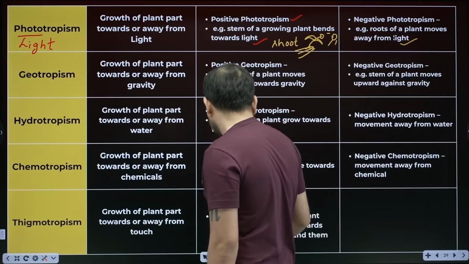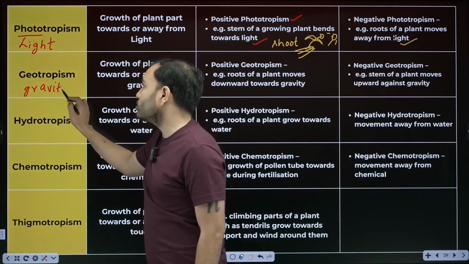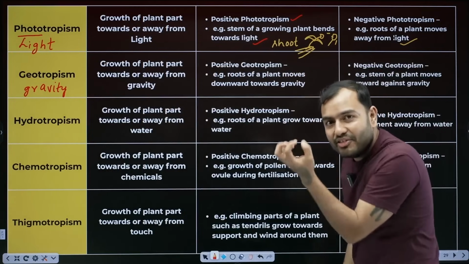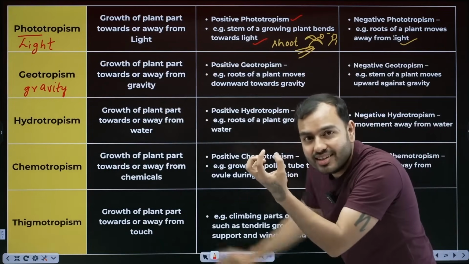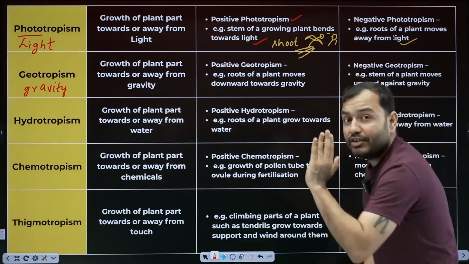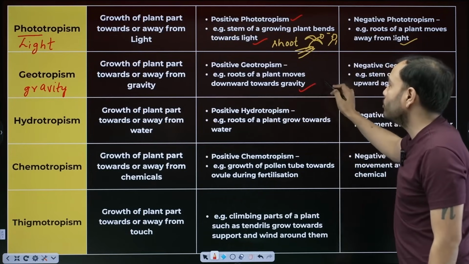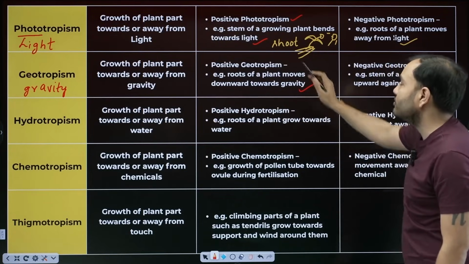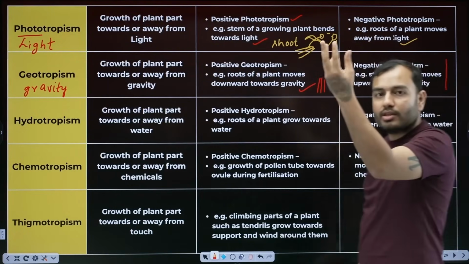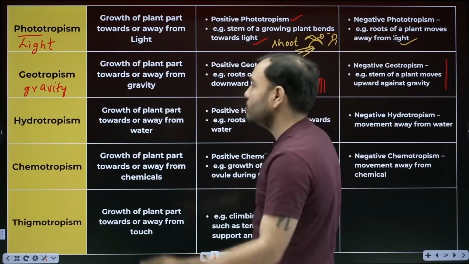Geotropism. Hearing geo should bring gravity to mind. Geotropism means growth of plants towards or against gravity. Now look here. Where did the roots go? Towards gravity, downwards. That means positive geotropism. And where will the stem or shoot go? Opposite to gravity. Negative geotropism. Roots of a plant move toward gravity, inside: positive geotropism. Stem of a plant moves upward, against the stimuli. What is the stimuli? Gravity, which is pulling downwards. Opposite to this, negative geotropism.